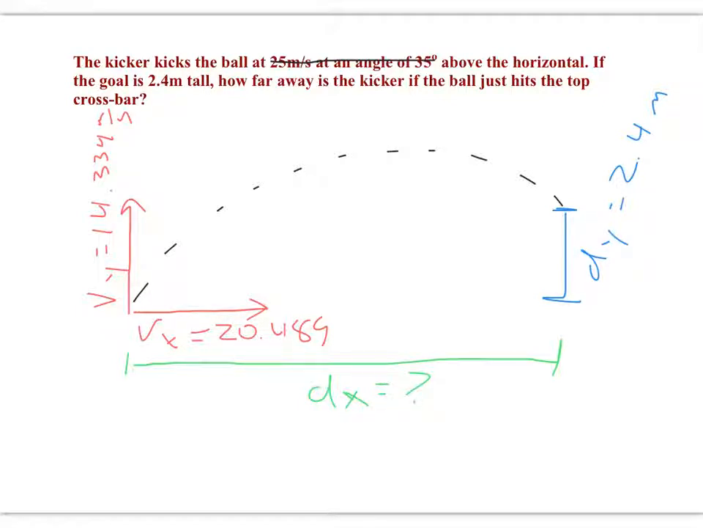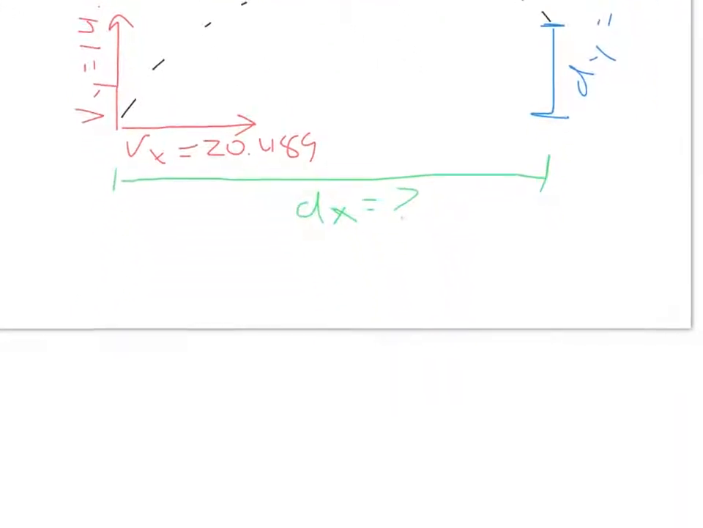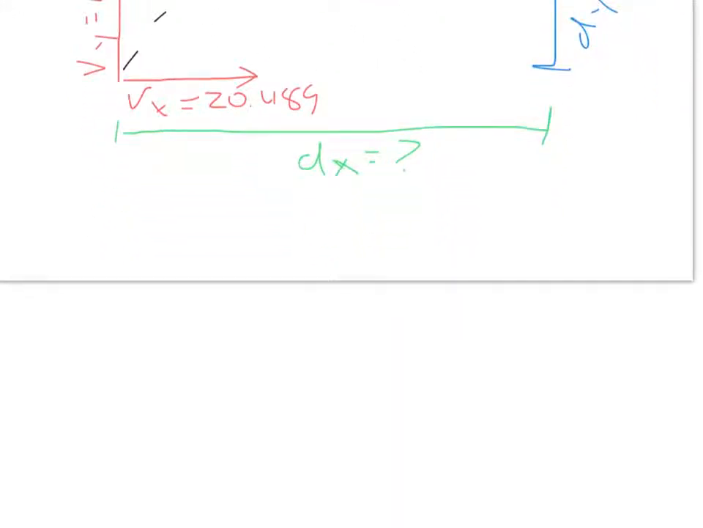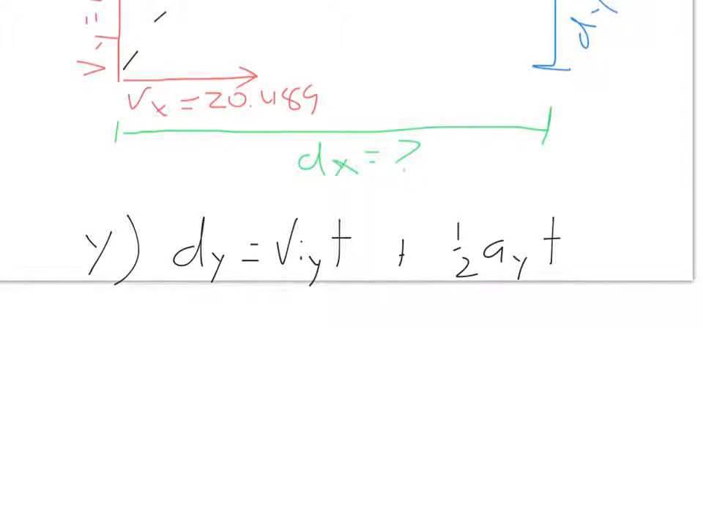In order to do this, we actually need to look in the vertical dimension. We need to look in the y direction first. The reason being, the whole reason that this ball hits the goalpost is because gravity is what's causing it to arc through the air. So if I look vertically, in that y dimension, I'm going to apply ultra mega two: dy is equal to Vy initial t plus 1/2 ay t squared.